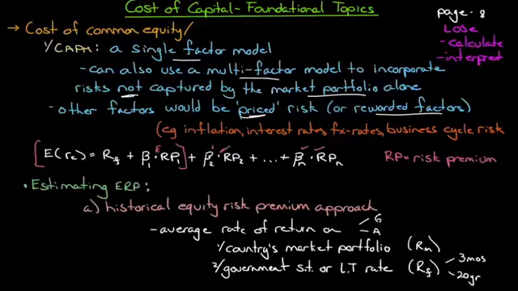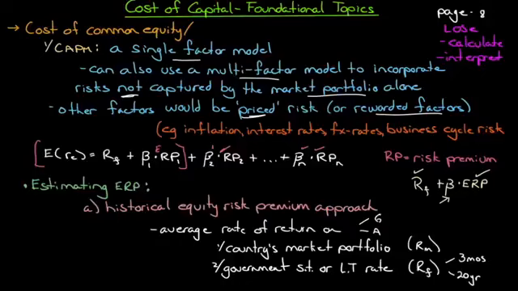Let's dig a little deeper into CAPM, because we know it's the risk-free rate plus beta times the equity risk premium. Well, where do we get the equity risk premium? How do we get beta? What risk-free rate are we using? So let's start with estimating the equity risk premium. We have two approaches here.